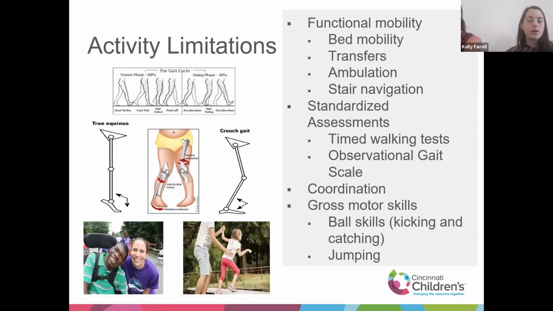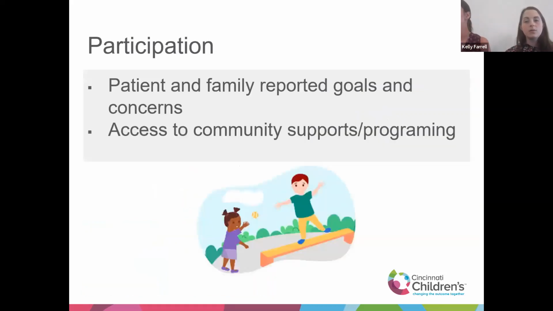And then finally, we look at just general gross motor skills. Can they catch and kick a ball? Are they able to jump? This will come into play when they're playing with their peers and at recess. Then finally, what's really important is asking them about their participation. So when I first meet a family and patient, I make sure to ask about what their primary concerns are and what they hope to get out of physical therapy, mainly from a participation point.